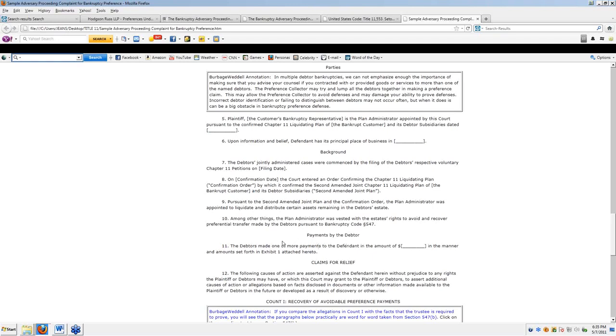Payments by the debtors. So you made a payment, didn't you? And where does it say that? Doesn't it say that in FASB number 95, Statement of Cash Flows? In the manner and amount set forth in Exhibit 1, attached hereto. Payments by the debtors. They endorsed the security for payment. Pay to the order of.